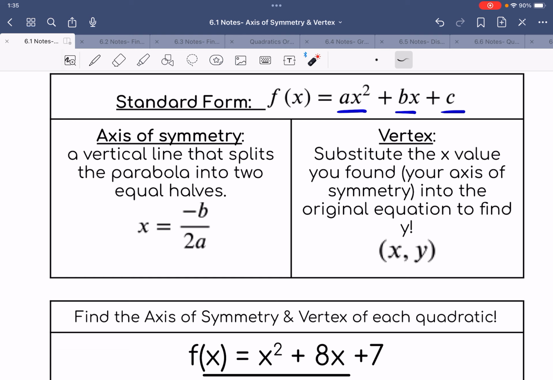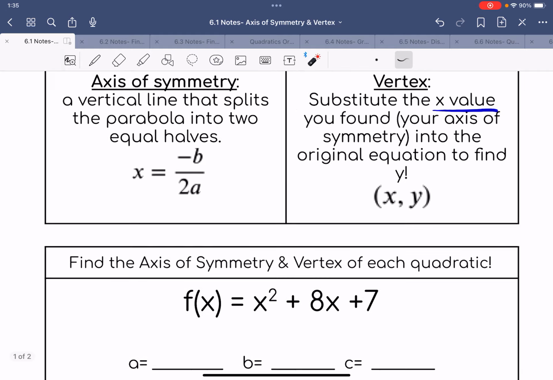Once we have done that to find our axis of symmetry, we are going to plug in that x value. So we will substitute the x value into the equation. We would plug it in for x into this x right here and this x right here. Then we would work out that equation and find a corresponding y value, and that will give us a point that is our vertex.